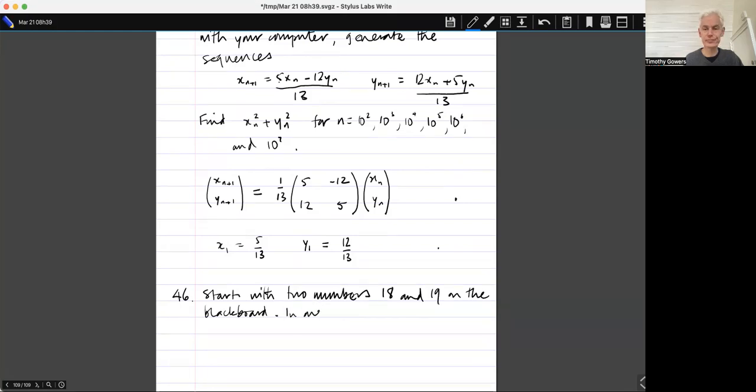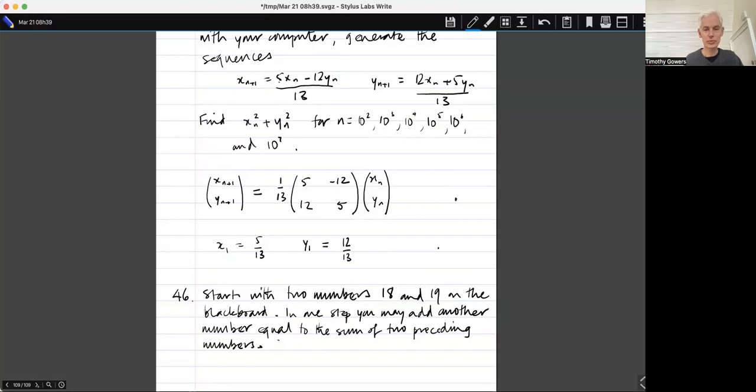In one step, you may add another number equal to the sum of 2 preceding numbers. And it doesn't say the 2 preceding numbers, so just 2 preceding numbers. Can you reach the number 1994? That's quite nice. So it should be nice to think about, even if I don't manage to do it. And then it says I, M, and I don't know what I, M stands for.